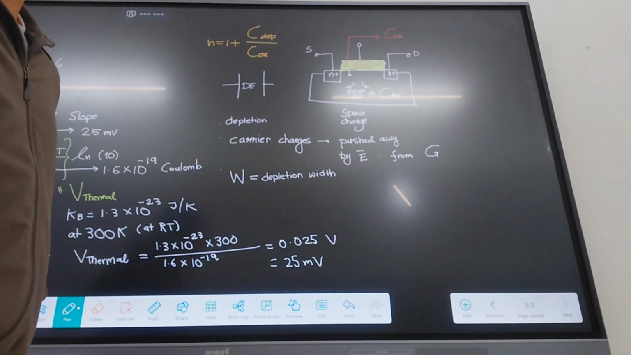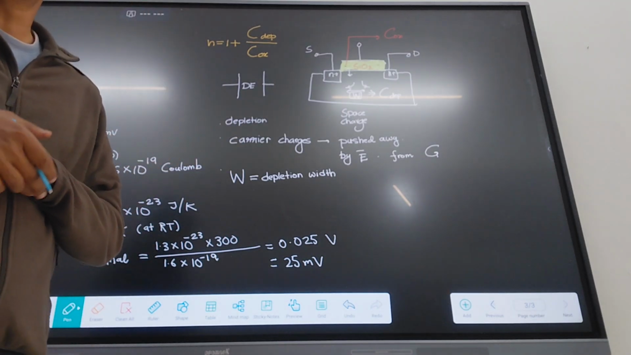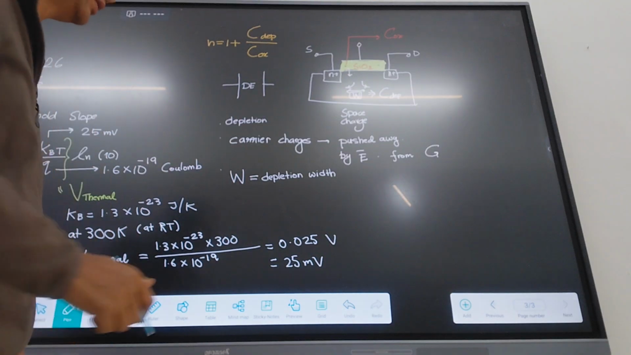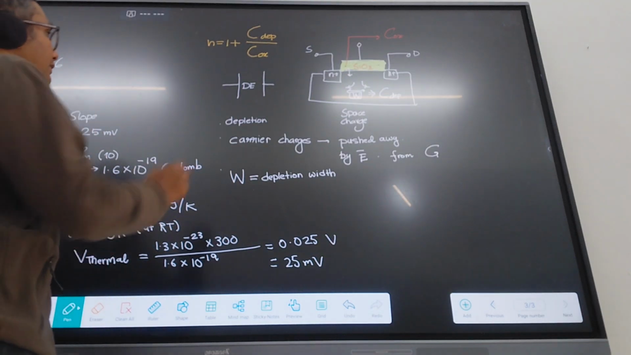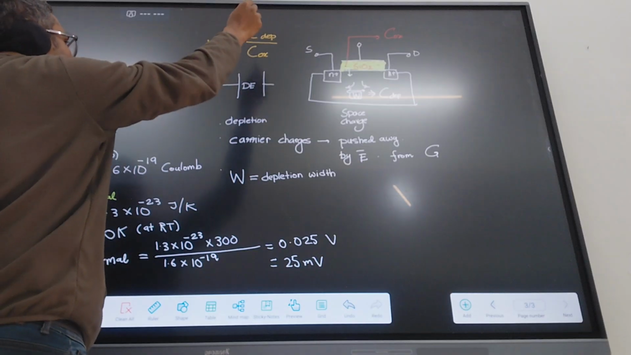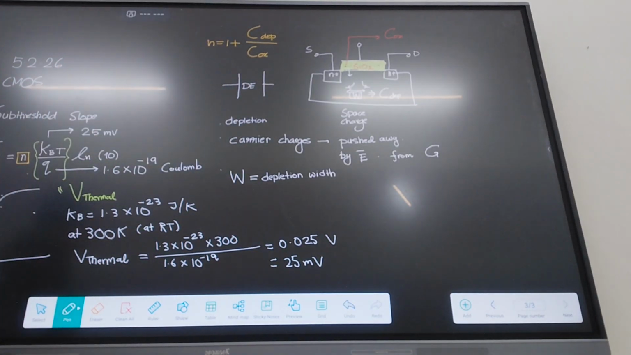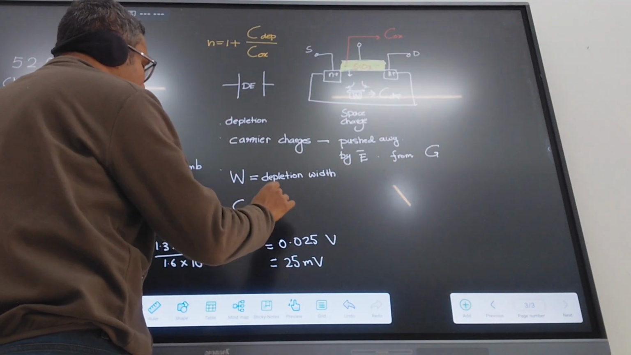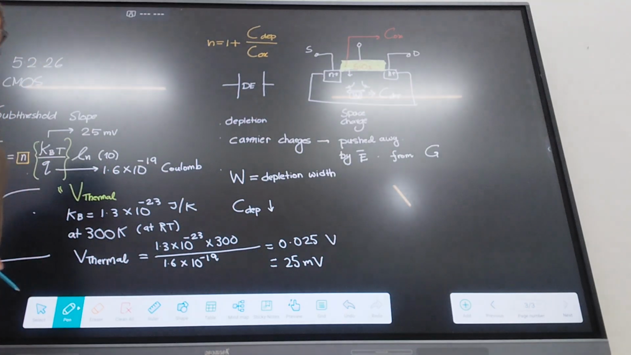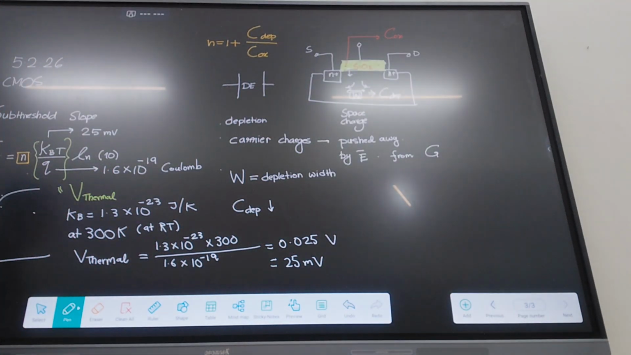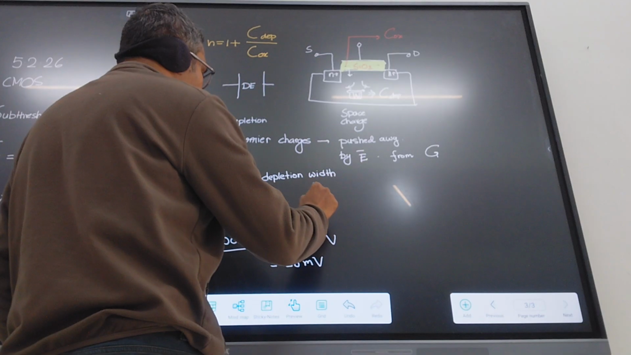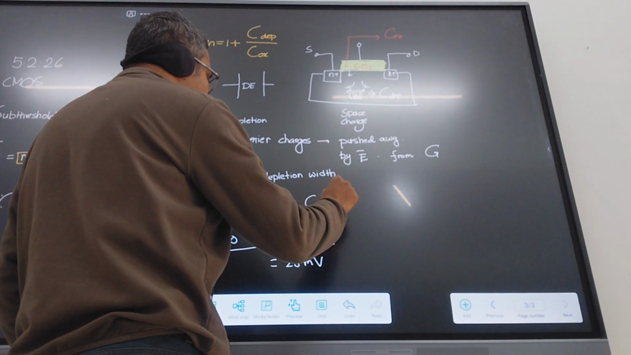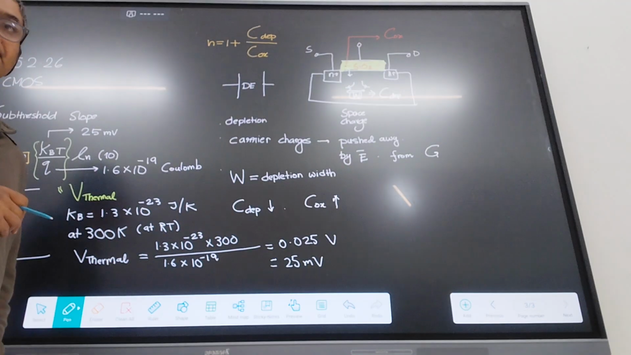Now, as we have learned from our previous classes, the smaller the depletion zone, the better it is for the MOSFET. So now, if we go back to this equation again, we want this depletion region to be not existing, or if at all it is existing, it is very small. We want my C depletion to be as small as possible, and my C oxide to be as large as possible.